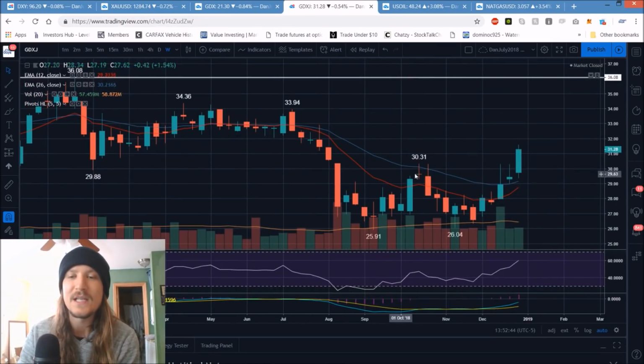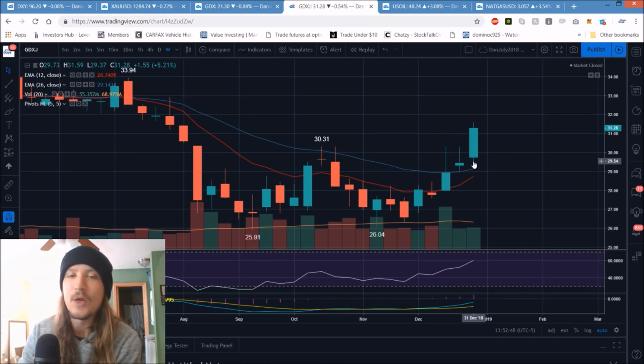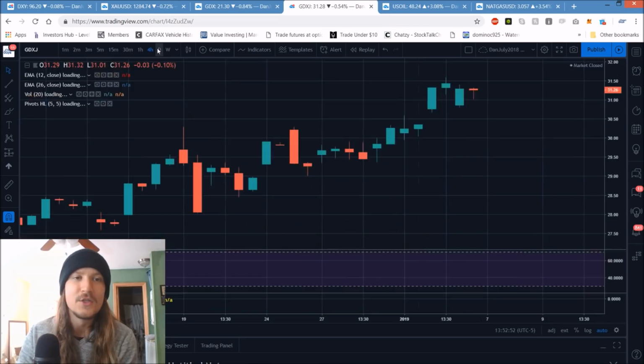And again, watching this exponential moving average for a potential cross on the weekly, as it's a little bit behind the gold weekly exponential cross that has already occurred. So a very clear uptrend.